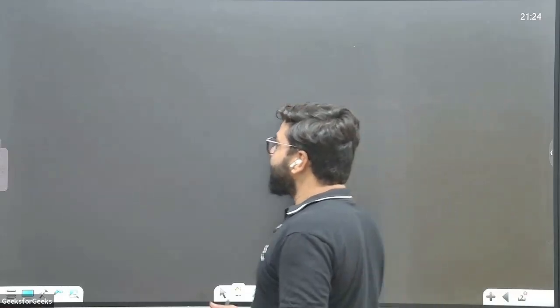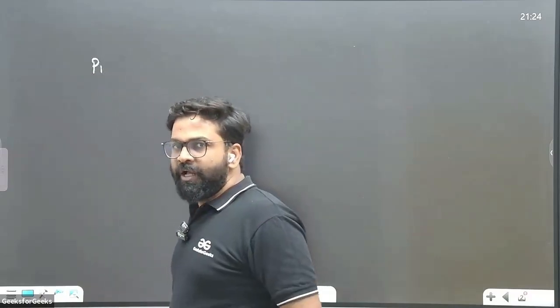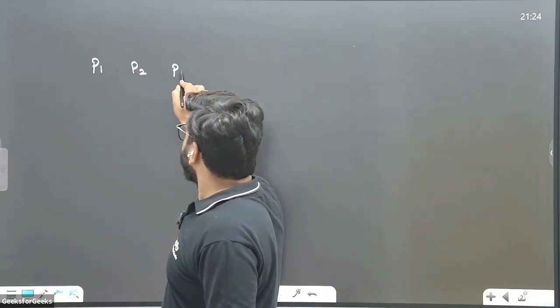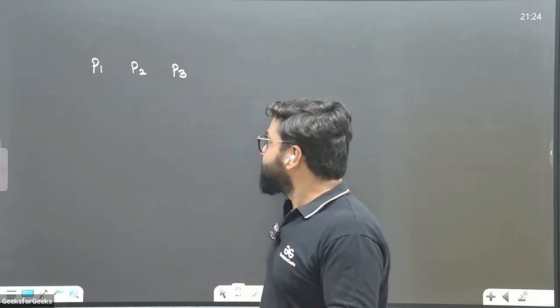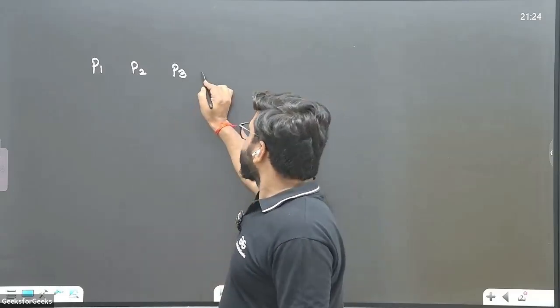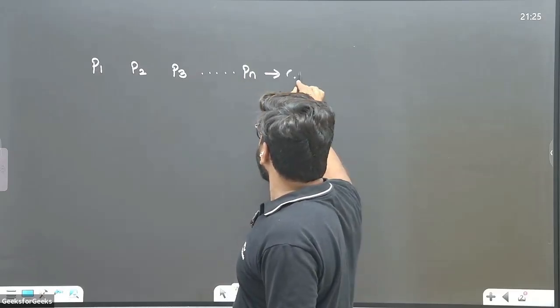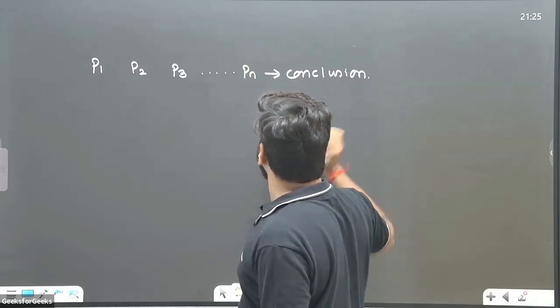Now, what you have to consider is that the left side can have multiple premises. For example, here you will have premise number 1, one type of propositional statement, and another type of propositional statement. So the left side can have multiple premises: premise 1, premise 2, premise 3. Let's consider there are n premises, and that leads to what? Which is nothing but one conclusion.